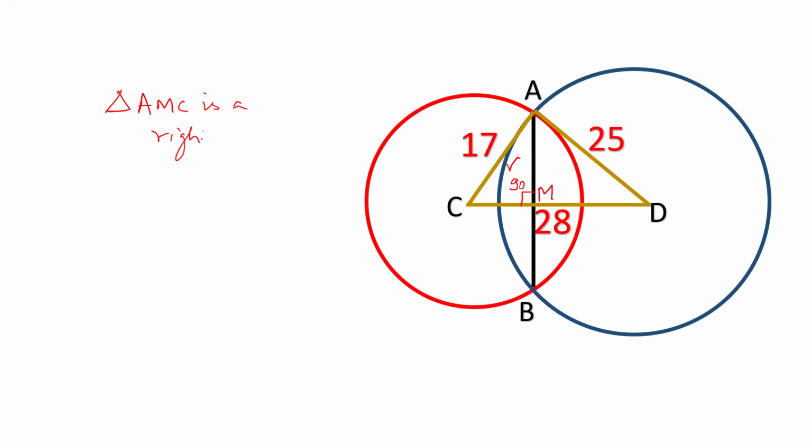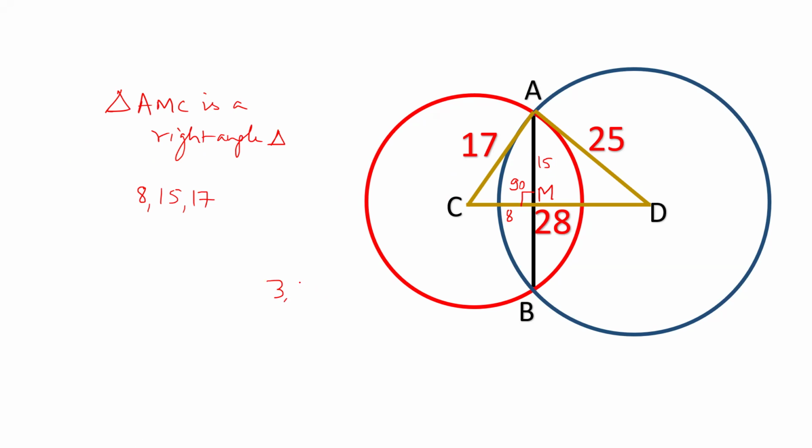If this is a right angle triangle, then we can apply a Pythagoras triplet. If this is 17, the Pythagoras triplet which we can use is 8, 15, 17. So if this is 17, the other two sides will be 8 and 15. Either this is 8 and this is 15, or it can be the other way around. AM can be 8 and CM can be 15. Now let's see if this satisfies the condition or not.